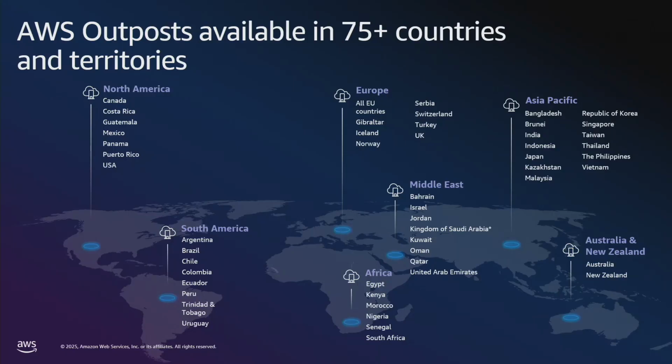Now, Outpost is available in more than 75 countries and regions across the globe. That's significantly more locations than regions are available in, and significantly more countries than Local Zones are available in. This is really about bringing AWS compute through to your environment where it's needed. And I do stress where it's needed, and Chris will touch on that a little bit. But we are looking at 75, and that number has been increasing year on year and will continue to increase.